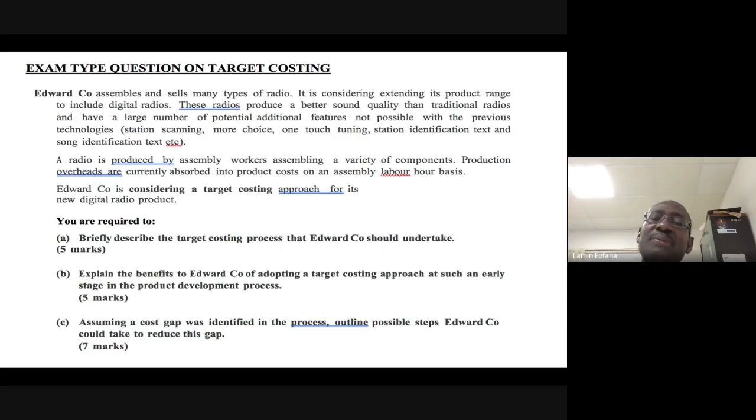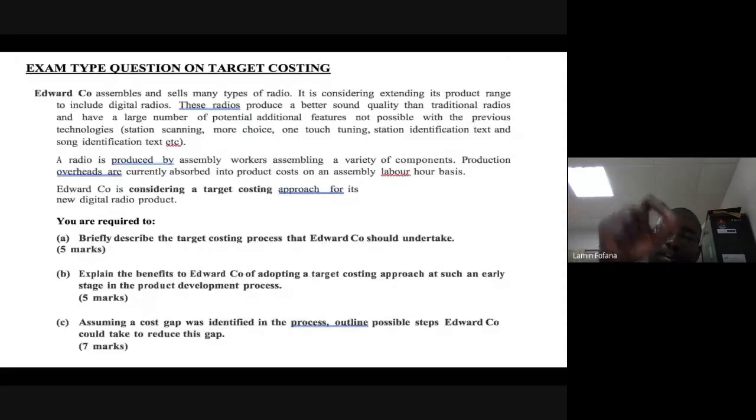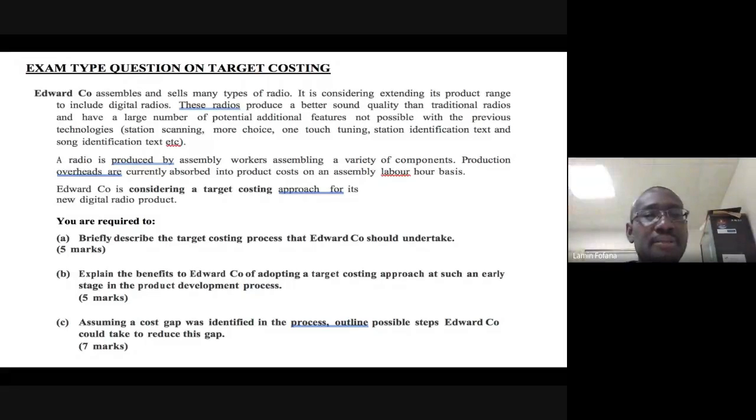This is why a lot of people fail professional exams, not because they're not intelligent, but because they are not proactive in the way they answer questions. This requires two types of knowledge. One is your academic knowledge that you have learned, and of course, the knowledge in that particular scenario. Whatever academic knowledge you know about target cost must be applied to the current case, which is Edwards Company Limited.